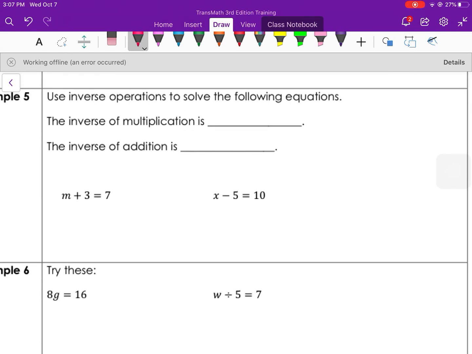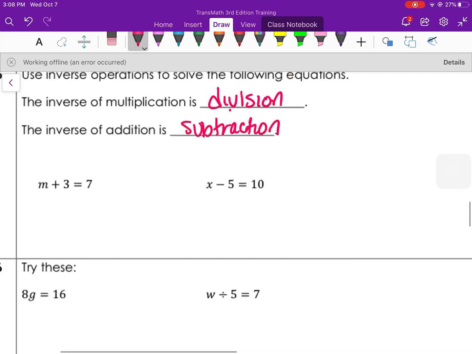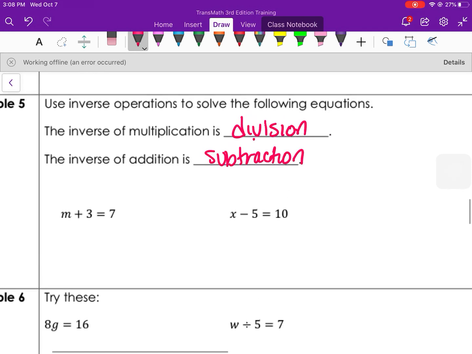Use inverse operations to solve the following equations. The inverse of multiplication is division, and the inverse of addition is subtraction. So we're going to think backwards. So if I want to know what number plus 3 equals 7, I'm going to think, well, what is 7 minus 3? 7 minus 3 is 4. So if I want to solve this, I say, okay, it's a plus 3. So if I subtract 3 from both sides, I get m equals 4.